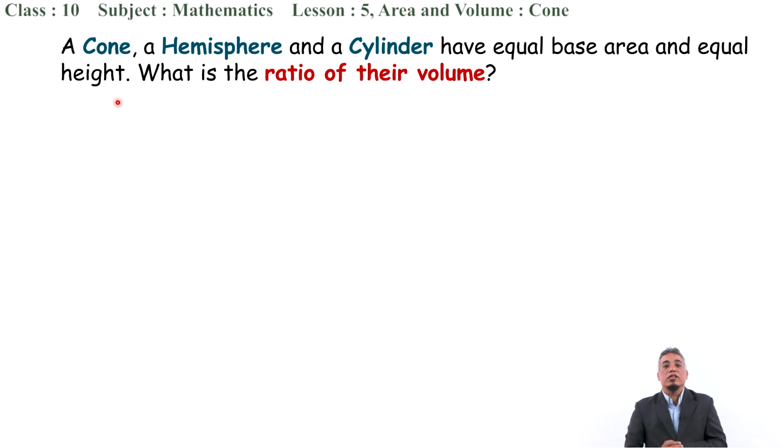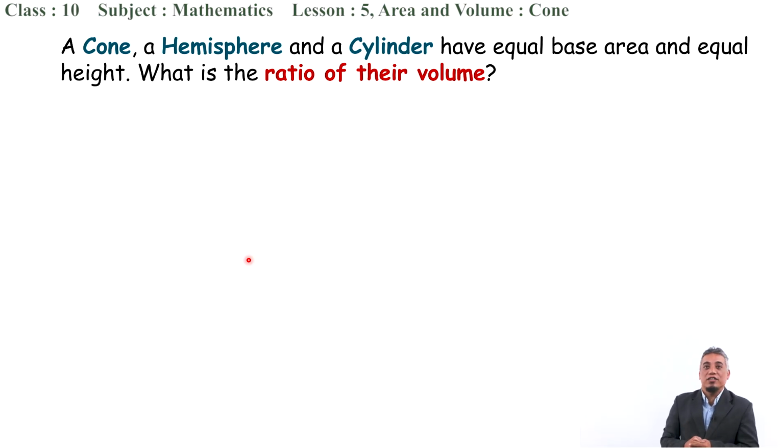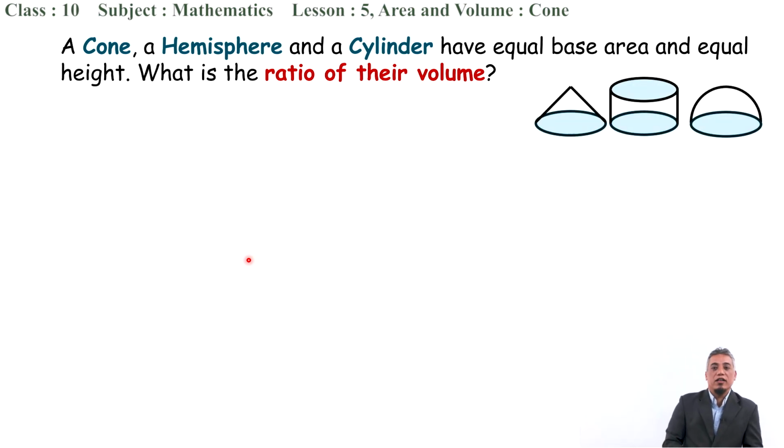So what is the ratio of their volume? This question asks you about their ratio of the volume. So can you guess it? Yeah, this one is a little bit harder. Okay, let's discuss this question in detail. First of all, these might be the figures for this: the cone, the hemisphere, it is here, this side, and the cylinder, it came in the middle. Okay. So they all have the same height and the same base area.